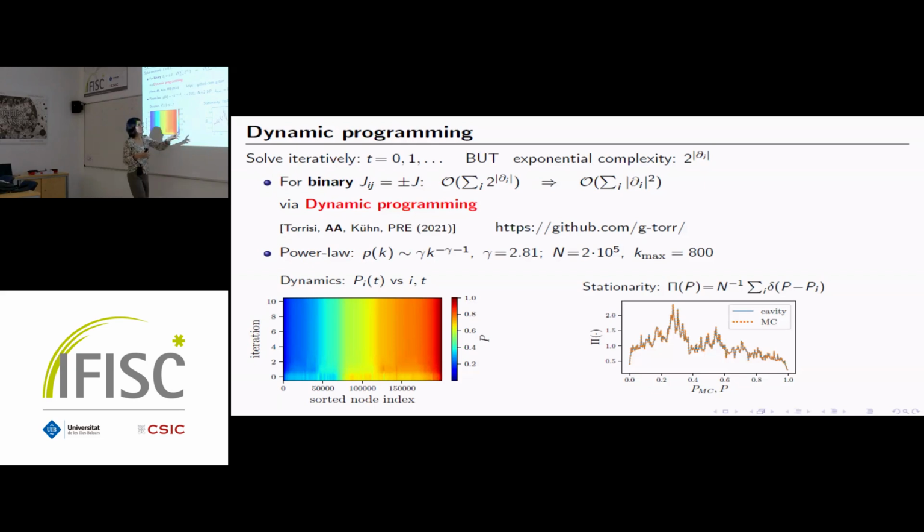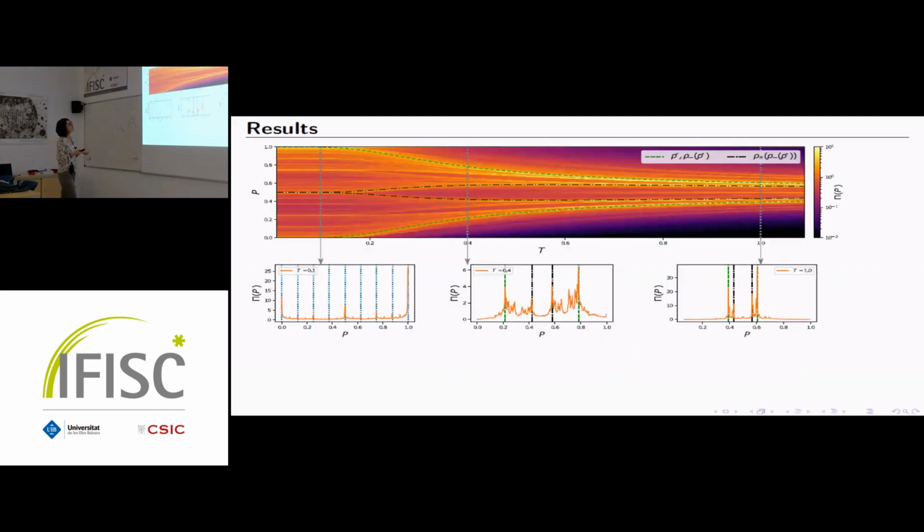And I want to stress that in this network, for example, we have considered that the largest degree was 800. So you couldn't do that without this computational speed up. Okay, so this in particular allows us to resolve the distribution of activation probability in the steady state for any value of the control parameter.